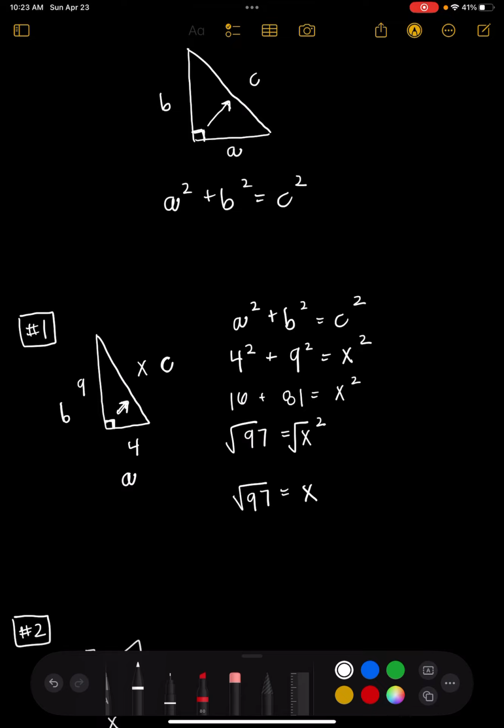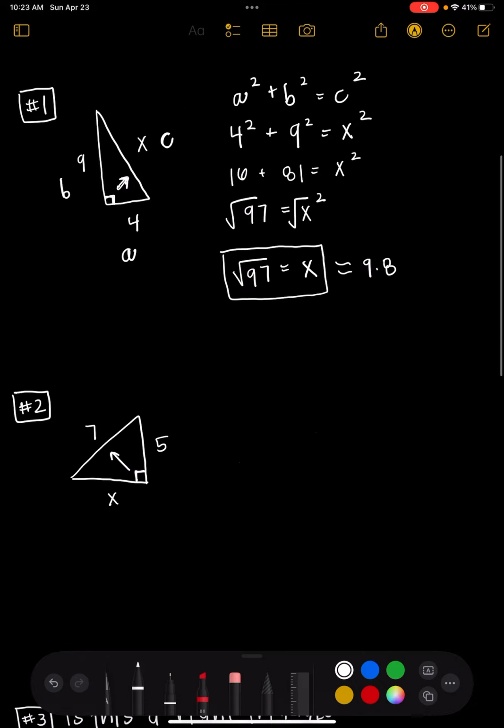Now, potentially, I could plug the square root of 97 into my calculator, and when I do that, I get about 9.8. But for this self-check, I want you to leave your answers in simplified radical form. So your final answer for this question is that x is equal to the square root of 97. The square root of 97 can't be simplified in that radical form, so we just leave it at the square root of 97. All right, so that's one way we can solve for a missing side.